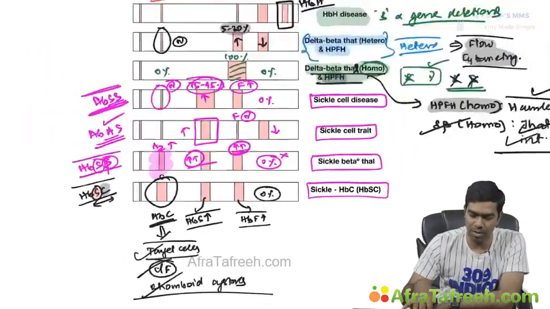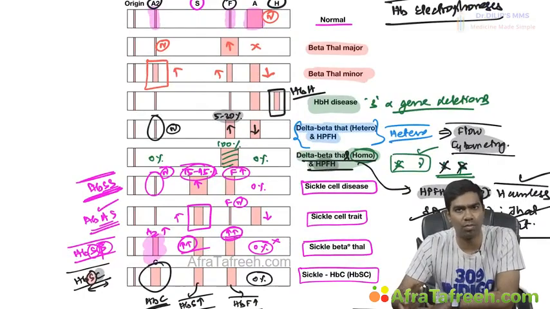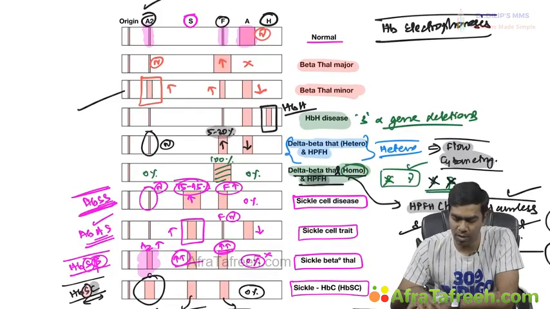So these are some of the hemoglobin electrophoresis patterns that you have to note down for the exam. Any one may be asked in the exam. So with this, we are concluding the important hemoglobinopathies. See you in the next one.